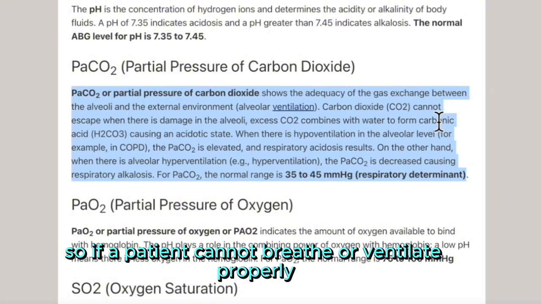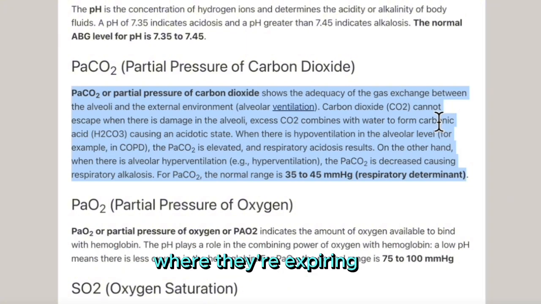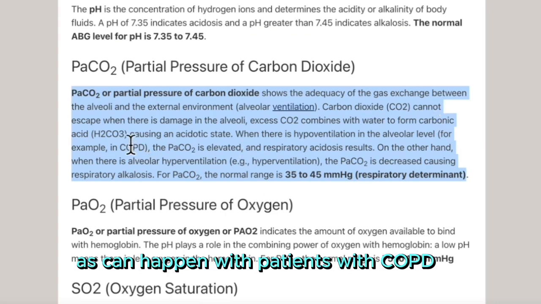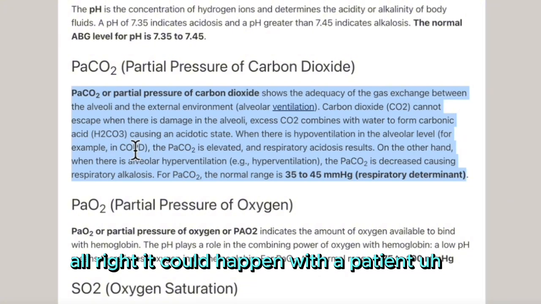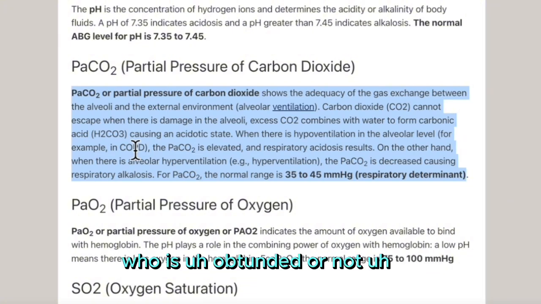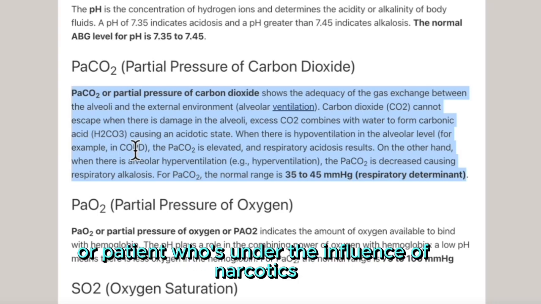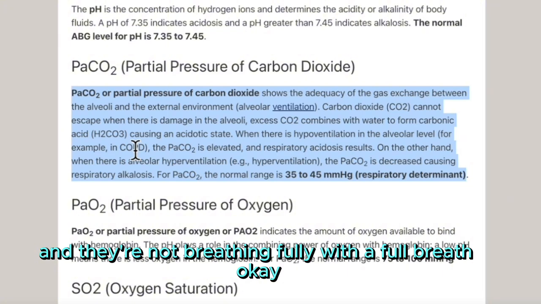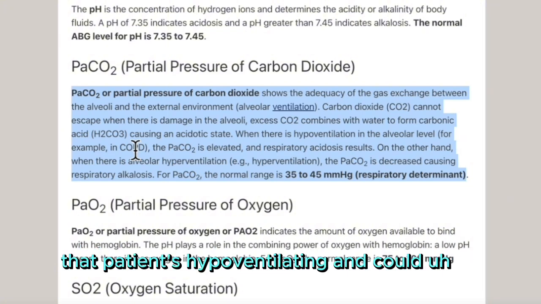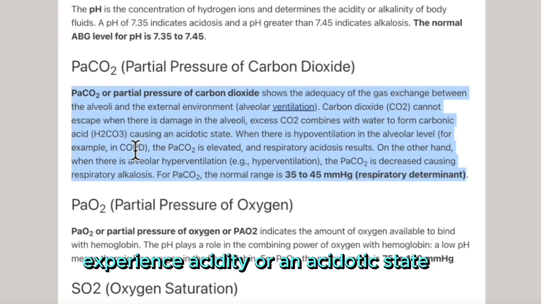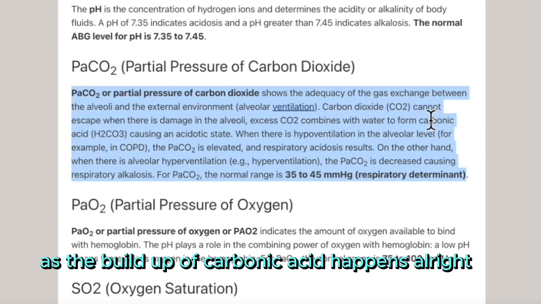So if a patient cannot breathe or ventilate properly, where they're not expiring and getting a proper ventilated breath, and they're hypoventilating, as can happen with patients with COPD, or a patient who is obtunded, or a patient who's under the influence of narcotics and not breathing fully, that patient could experience an acidotic state as the buildup of carbonic acid happens.